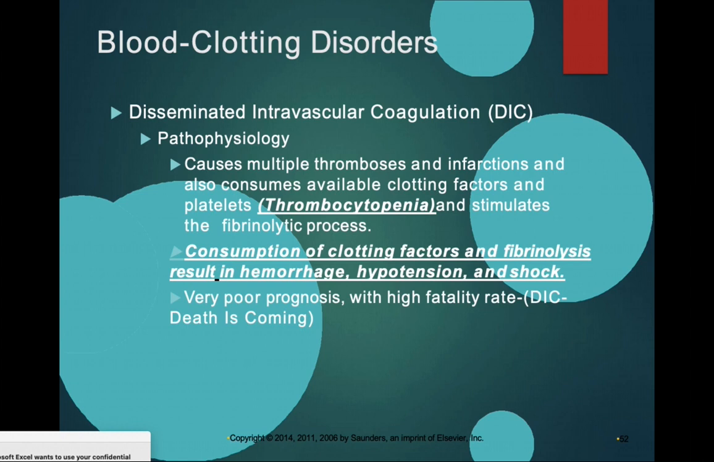Okay, so if we look back, it causes multiple thromboses, right, which is multiple clots, and infarctions, right? And it also consumes the available clotting factors and platelets, so now you have thrombocytopenia. And it stimulates the fibrinolytic process, breaking down the clotting material.